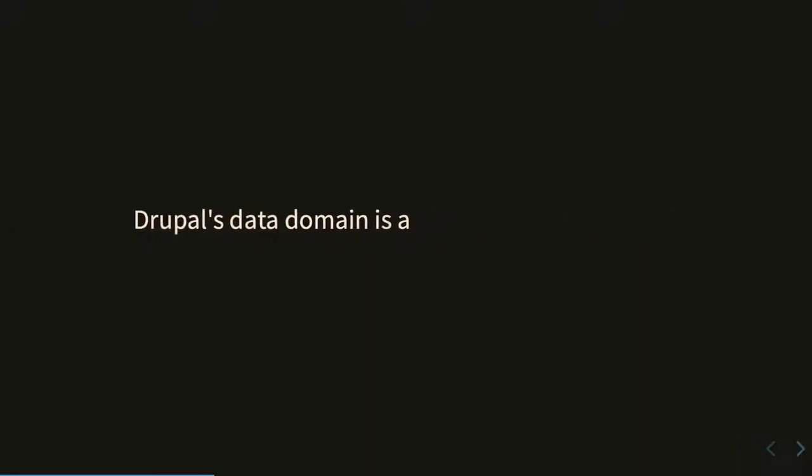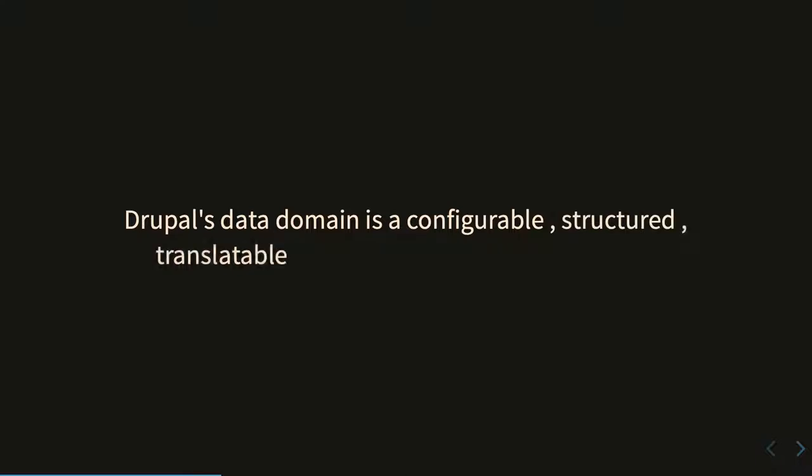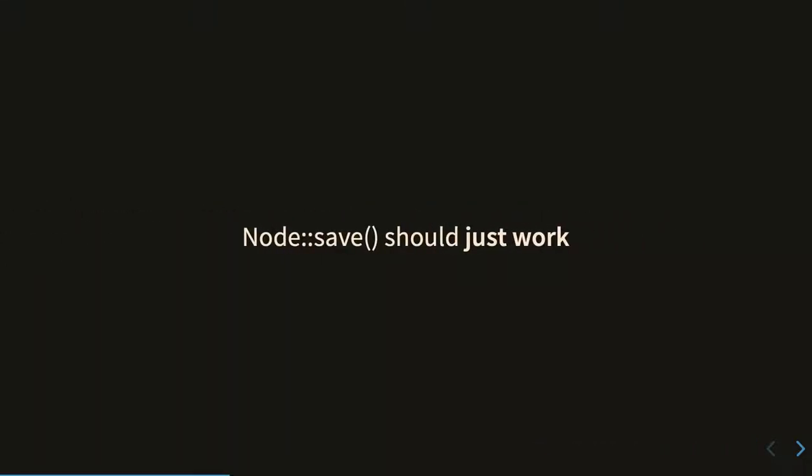So what we ended up with is a data domain that is a configurable, structured, translatable, revisionable, typed document. And I don't know what more needs to be said. When I hit node save, it should just work. I don't want to call 15 different methods here. So data mapper just isn't going to make it for that kind of problem. We need a way heavier solution.